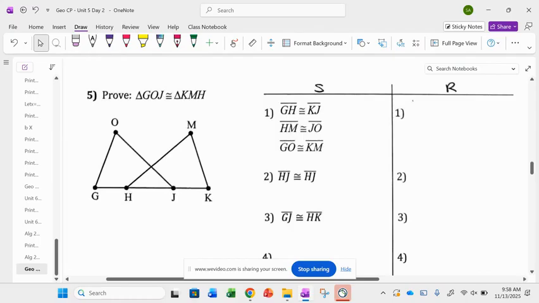I want you guys right now to mark your diagrams correctly with the given information, and I'm going to come around to look.